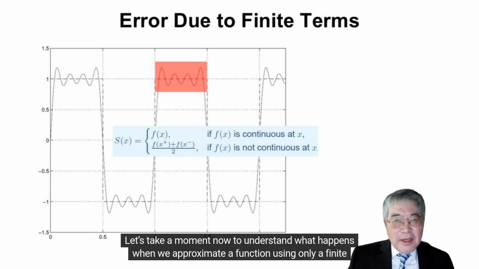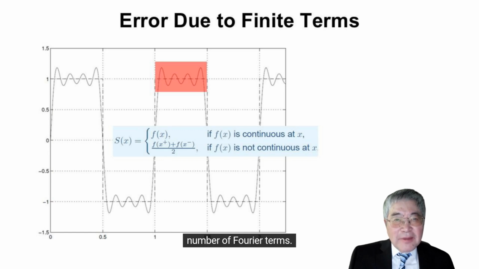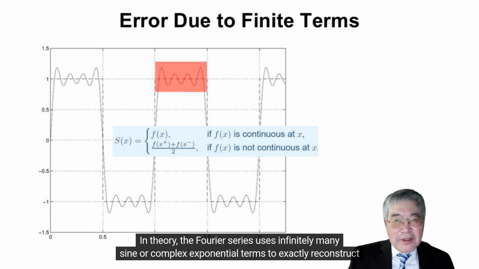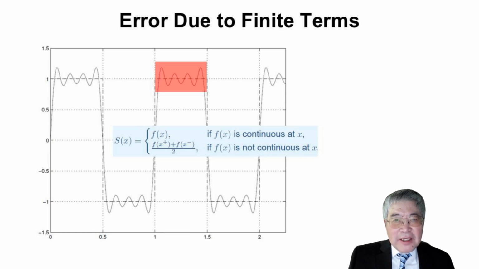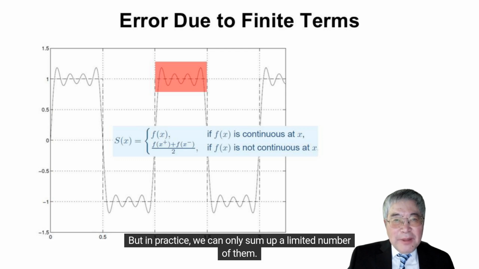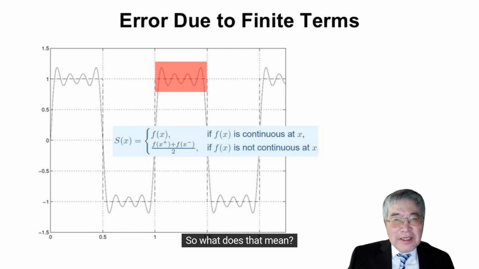Let's take a moment now to understand what happens when we approximate a function using only a finite number of Fourier terms. In theory, the Fourier series uses infinitely many sine or complex exponential terms to exactly reconstruct the original function. But in practice, we can only sum up a limited number of them. So what does that mean?